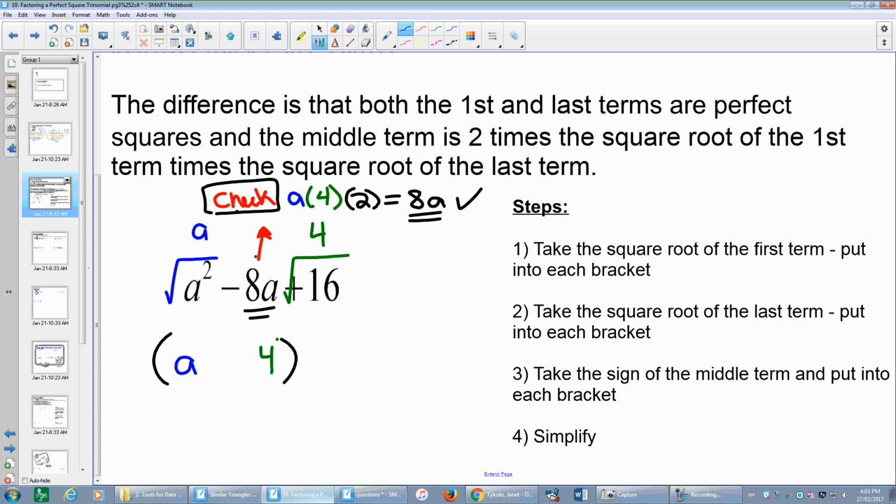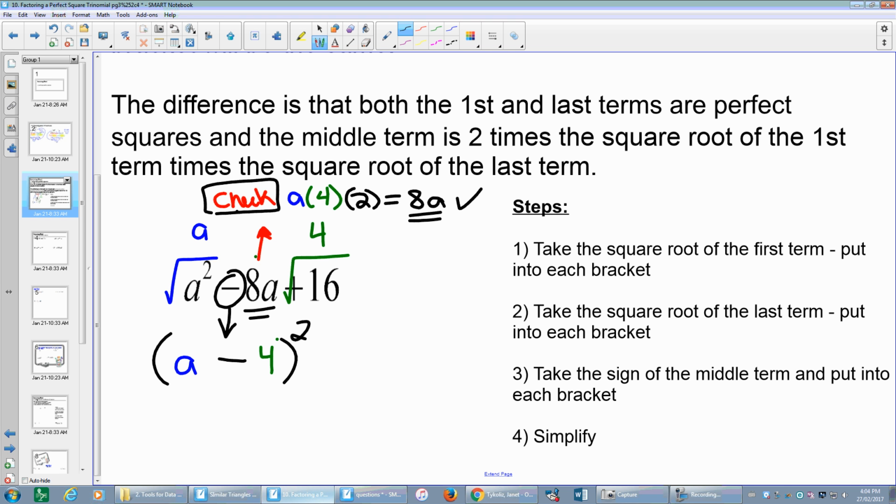Step 3 says take the sign of the middle term and put that into each bracket. Minus. And then I put a squared there. That is it. So the only way I can do this is if I check to make sure that the middle term is the same when I do my check. So my final answer is a minus 4 all squared.